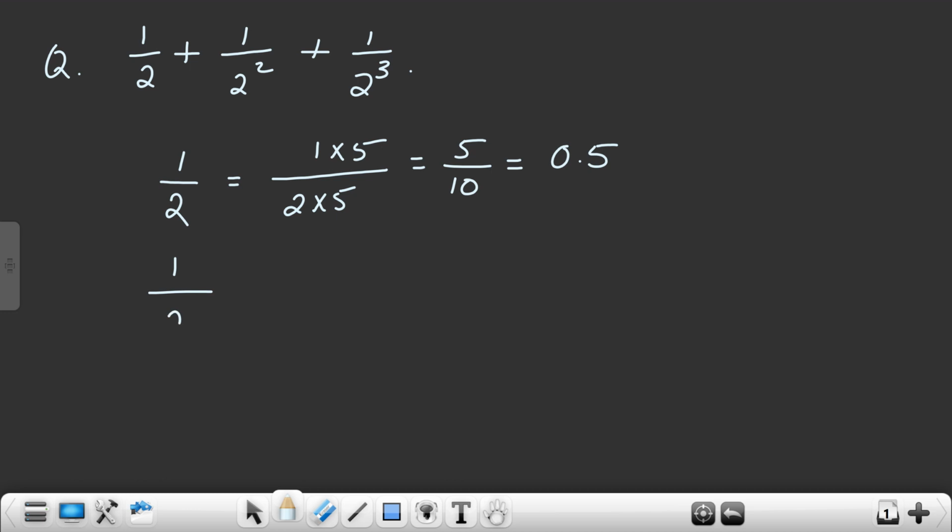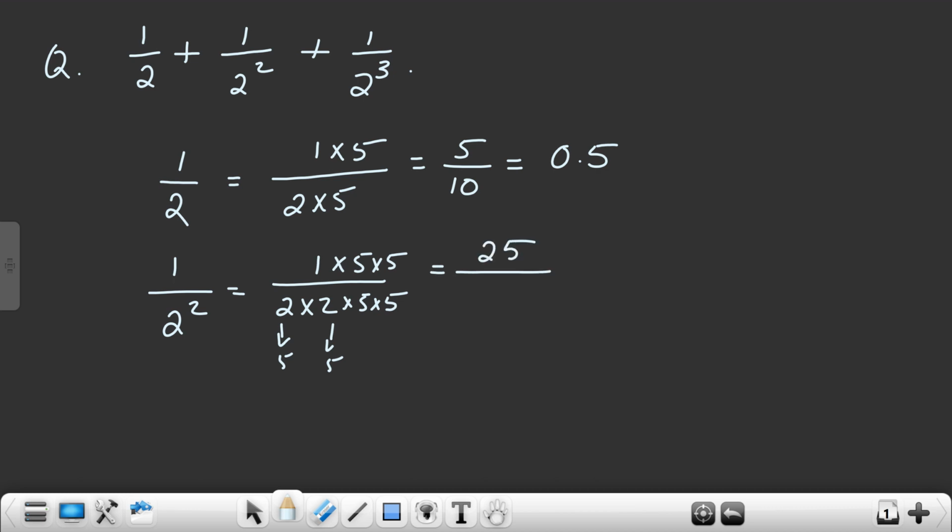Let's take 1 by 2 square. 1 by 2 square means what? 1 by 2 into 2. Here 2 2's are here. So to convert into power of 10, multiply by 2 5's, that is 5 into 5. That is 25 by 100. So the corresponding decimal is 0.25.